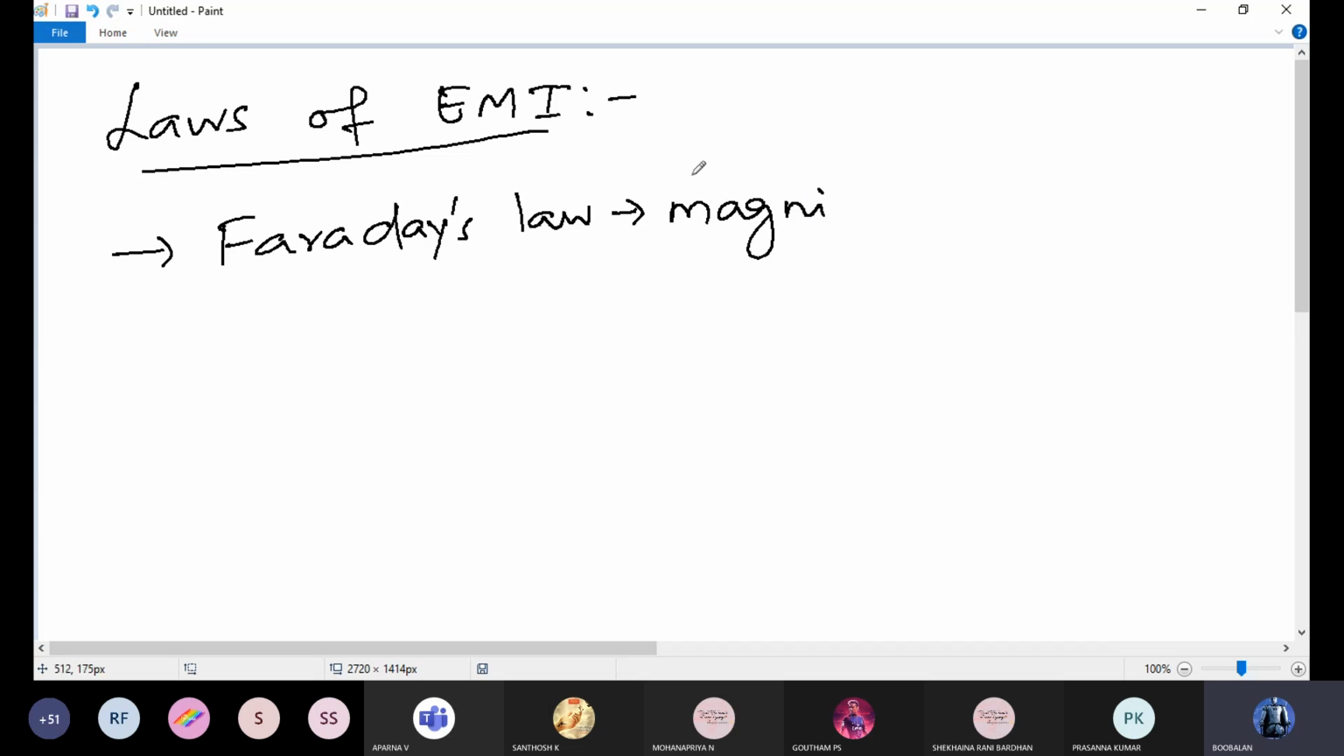Which law is applicable for finding the magnitude of induced EMF? Faraday's law, Lenz's law, Maxwell's law, or Gauss's law? The correct answer is Faraday's law. Finding the magnitude of electromagnetic induction, otherwise induced EMF, magnitude.